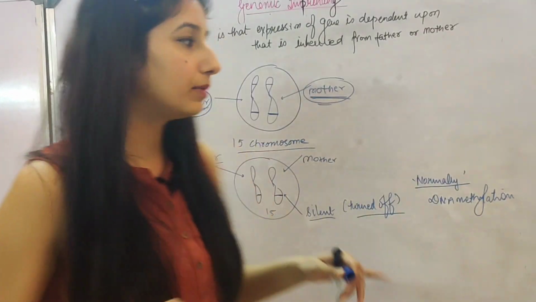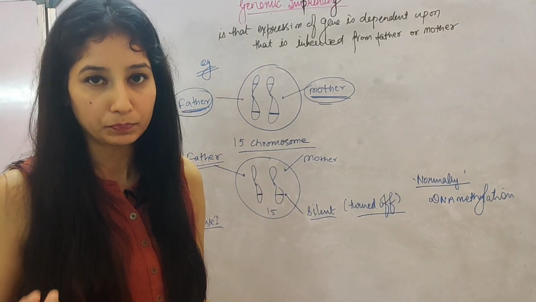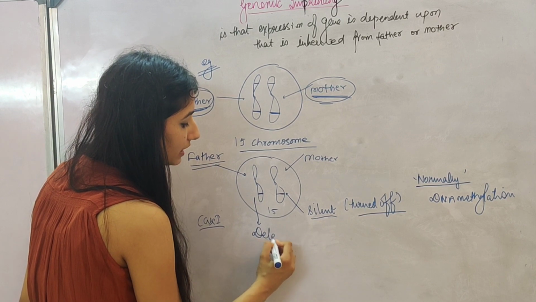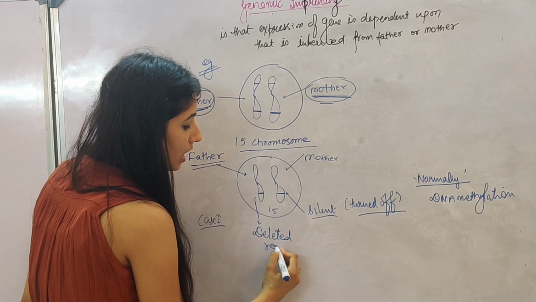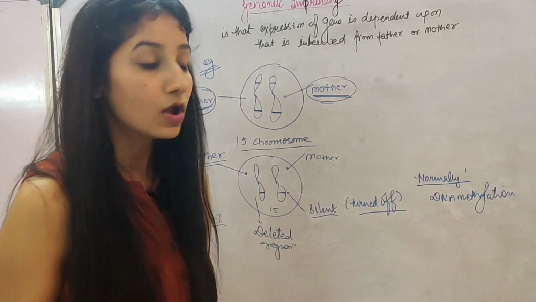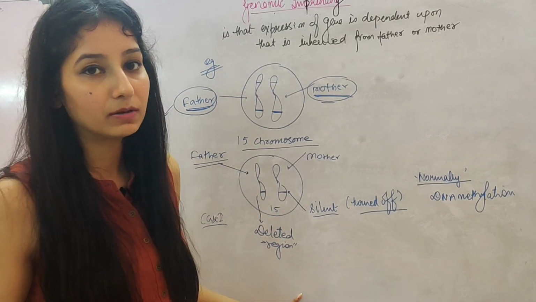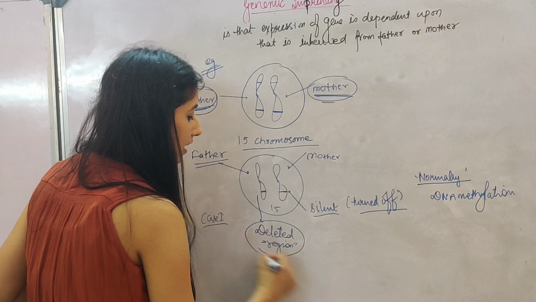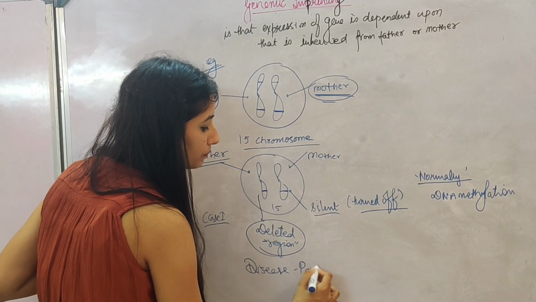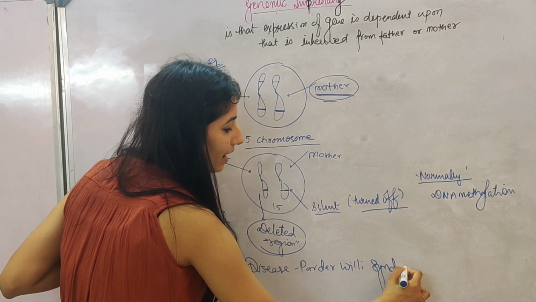Now the body is dependent upon the father's gene to do its work. But due to some reason, this gene got deleted, or this region of the 15th chromosome got deleted. We were dependent on that gene to do its work and we would be normal. But as it is deleted, it will result in a disease known as Prader-Willi syndrome.